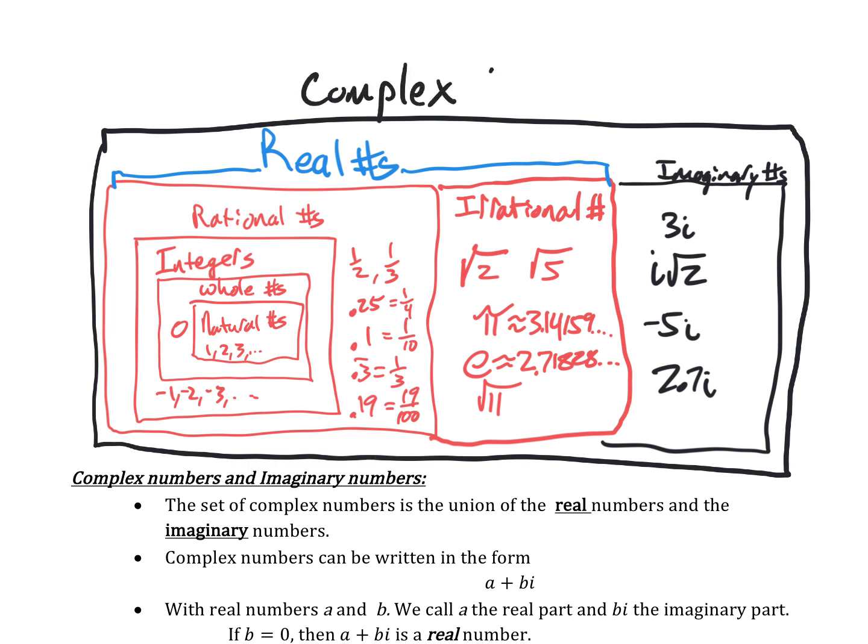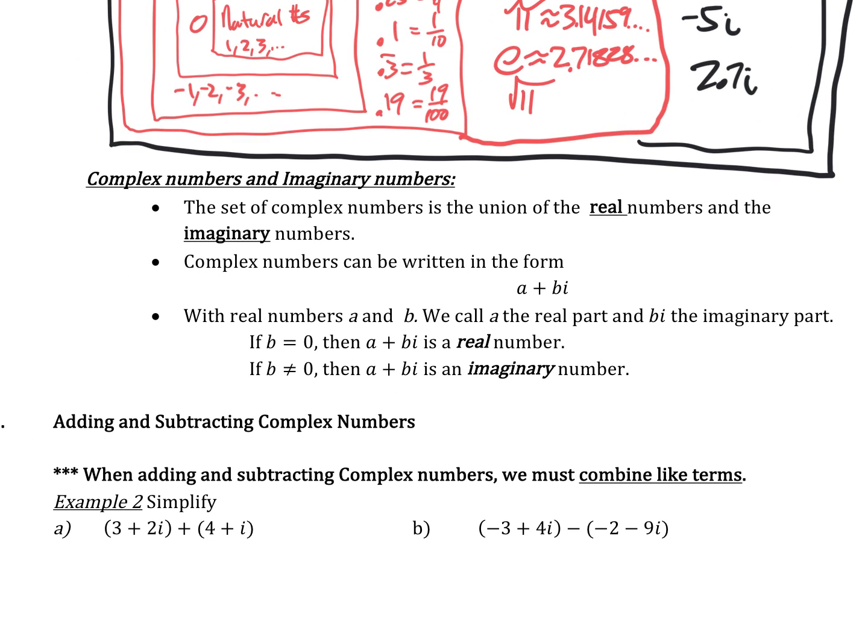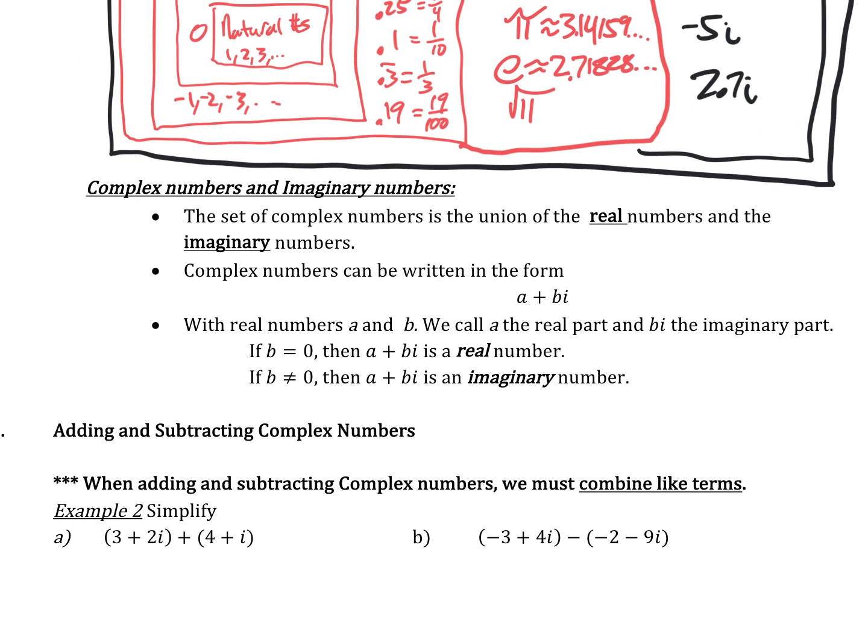So I know that took a few minutes to explain, but that's really important to understand that there are these different types of numbers, so we can talk about them and use them properly. So the complex numbers include numbers that are real and imaginary. So it's the union, we say, of the real numbers and the imaginary numbers.